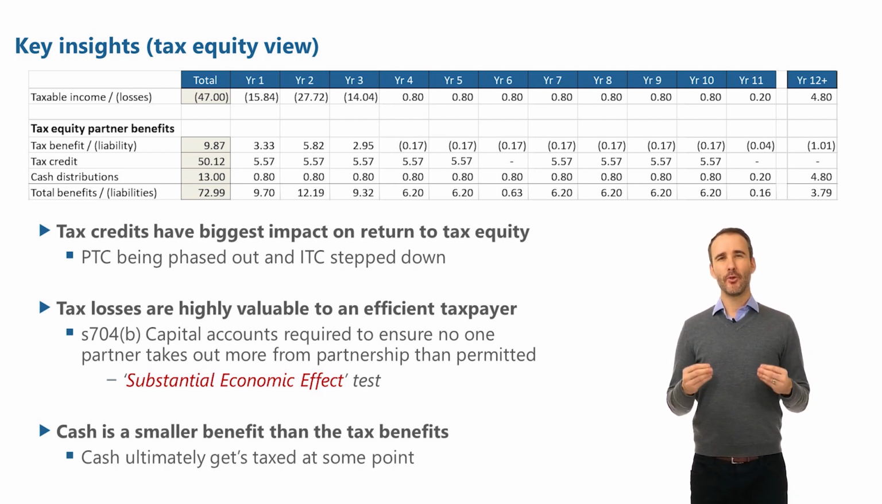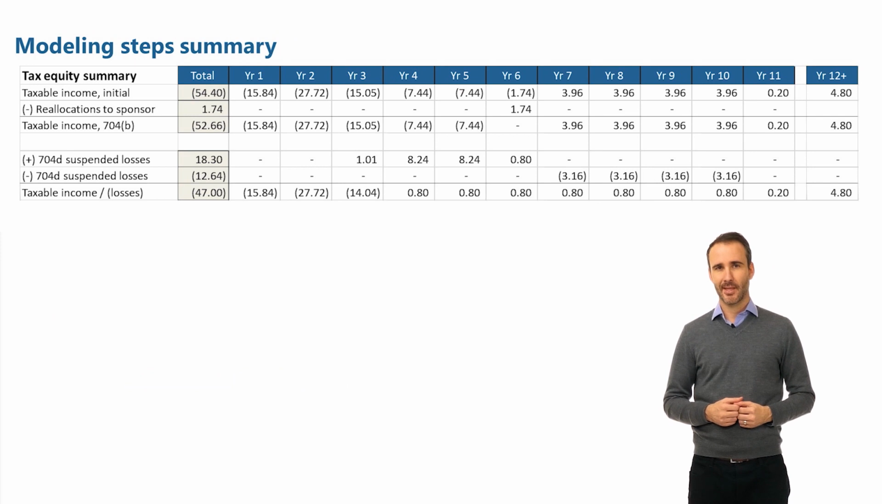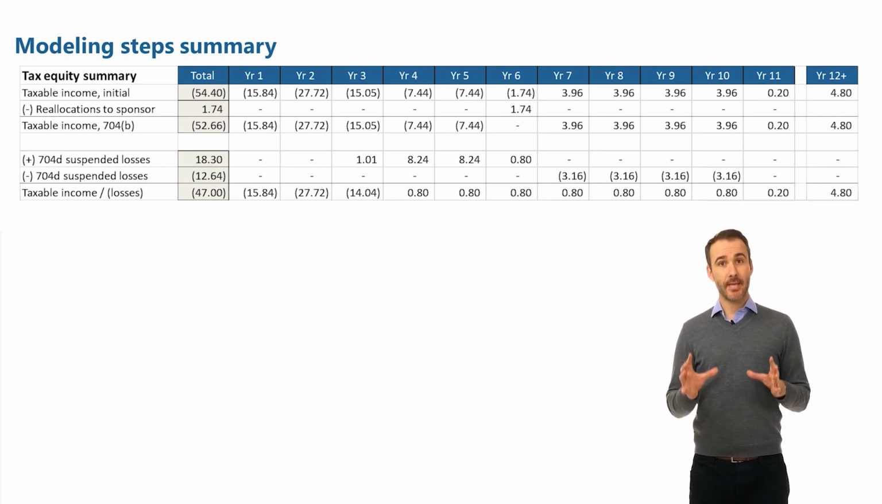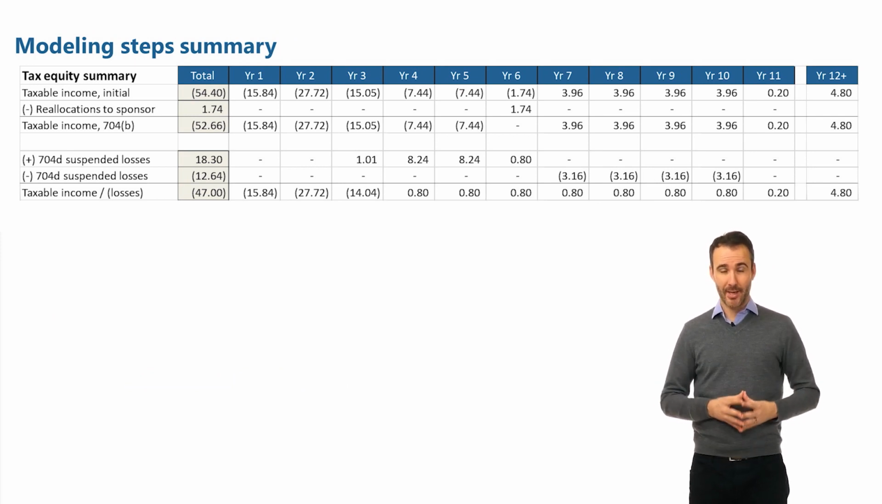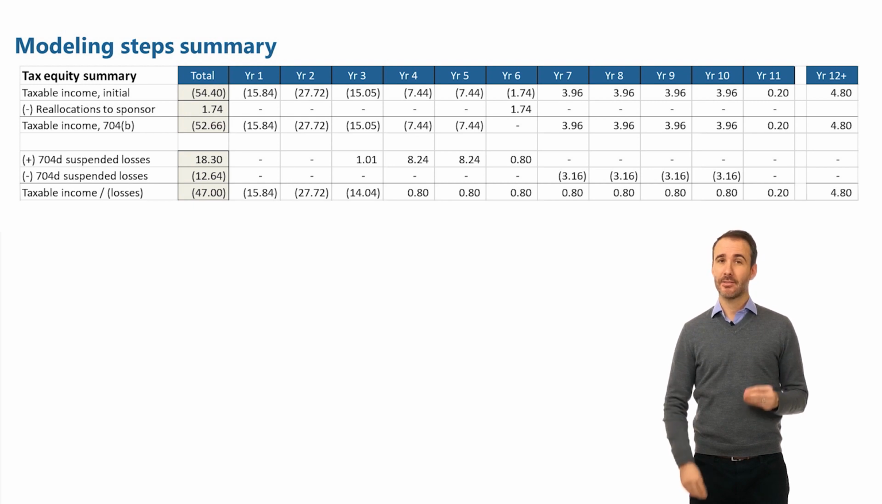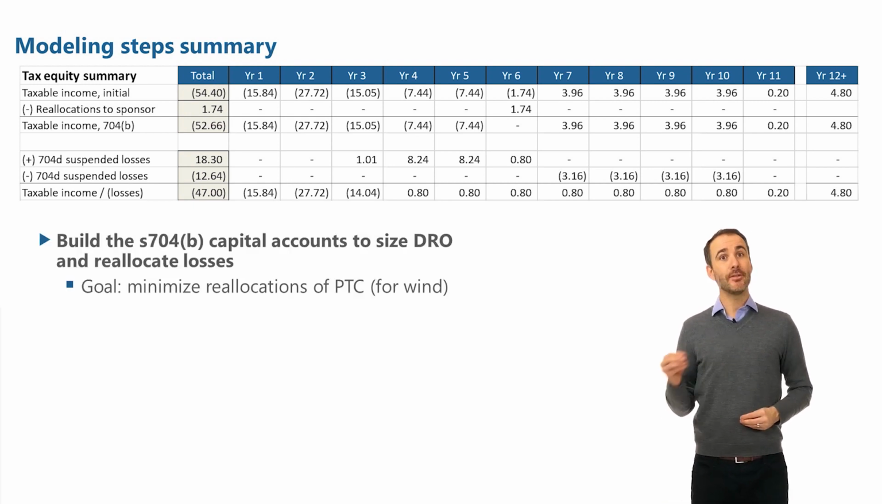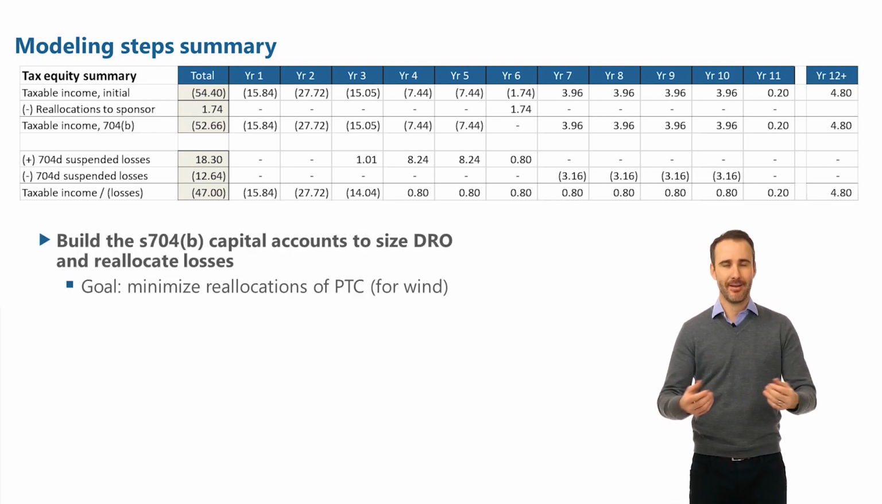Further, many companies view the prime role of their tax equity investment arms to be reducing taxes, and the core operations of the company are for the cash generation part of the business. So to get the tax calculations correct, which is so important here, we start by building the Section 704B capital accounts. And the purpose of that is to size the DRO and/or reallocate losses to the other partner.